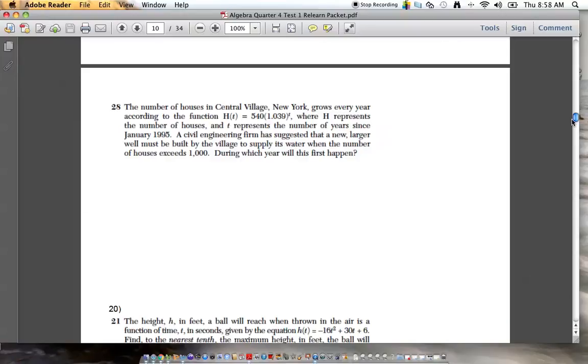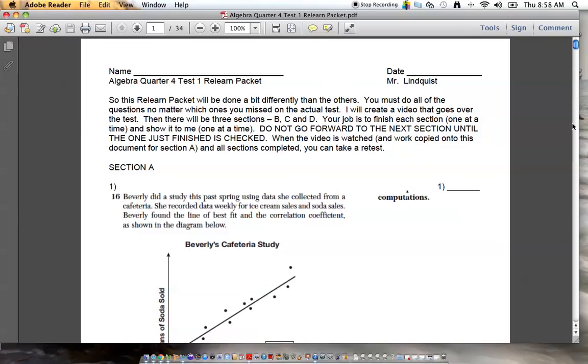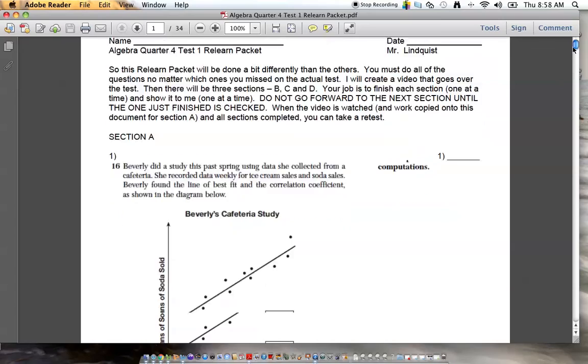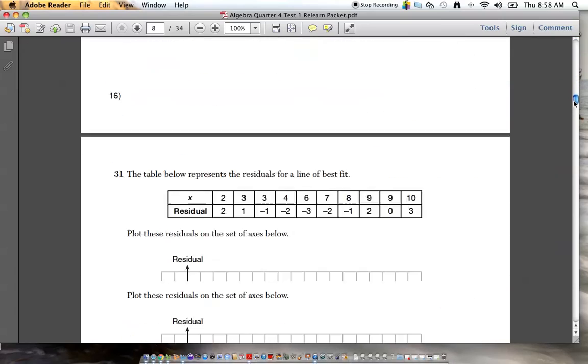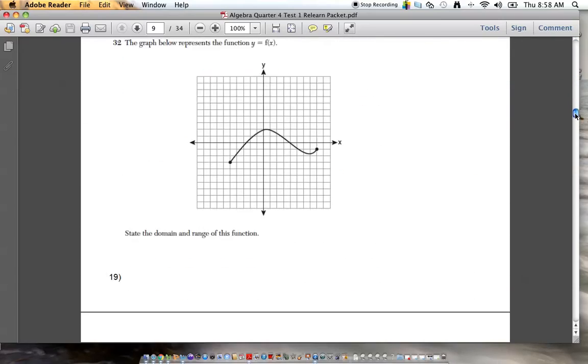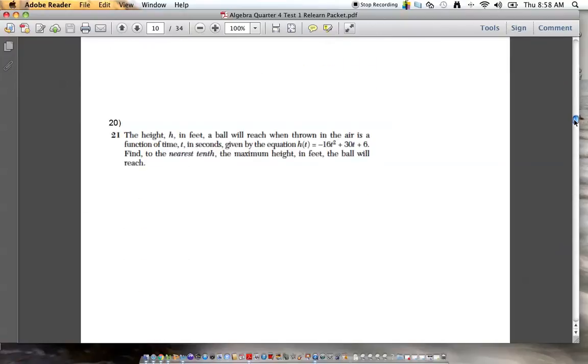And lastly, number 20. Oh, you know, I just knew that would have to happen. The height a ball will reach in the air as a function of time, t seconds, is given by that equation. To the nearest tenth.